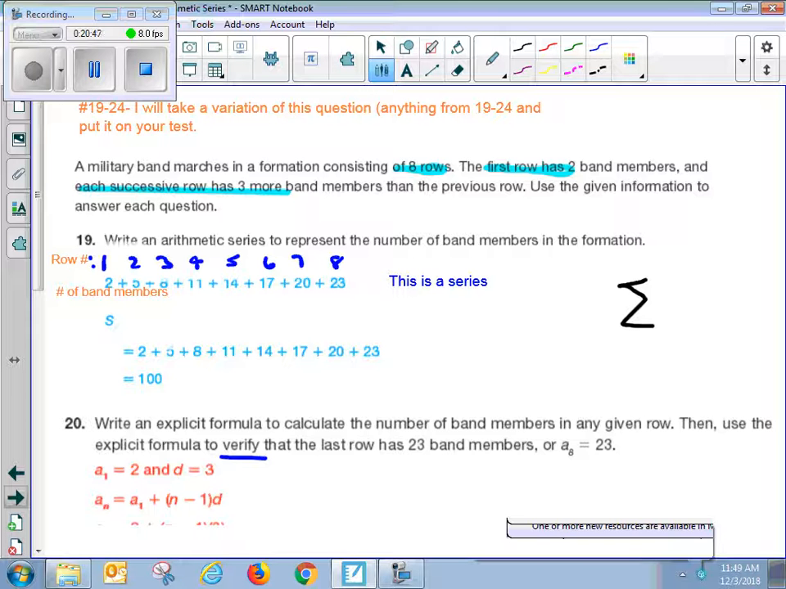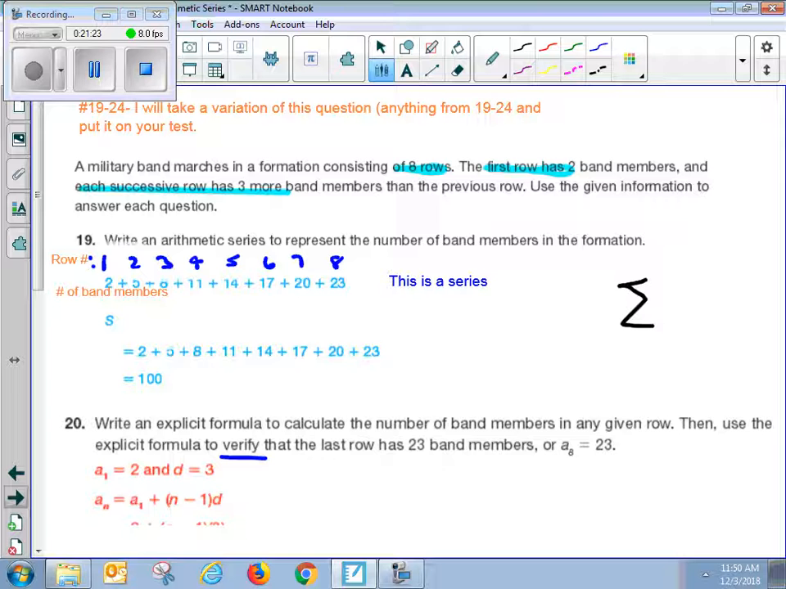So the story is this. We've got a marching band that marches in a formation consisting of 8 rows. Stop. How many rows are there? Guess what that is? Is it A1? Is it An? Is it n? Is it your difference? It's n. Good. Then it says the first row has 2 band members. Stop. Which is that? A sub 1. Good. And each successive row has 3 more members than the previous row. d is 3. Awesome.